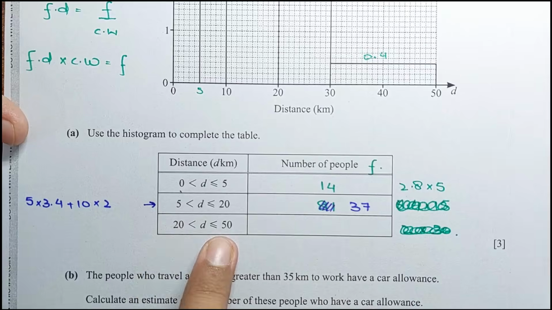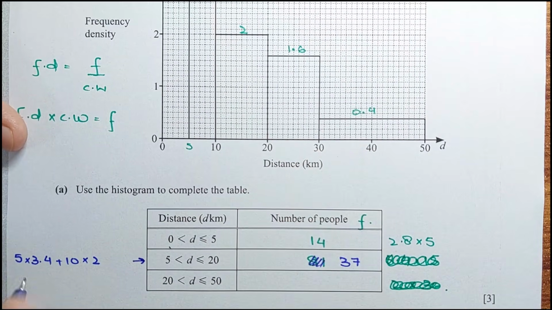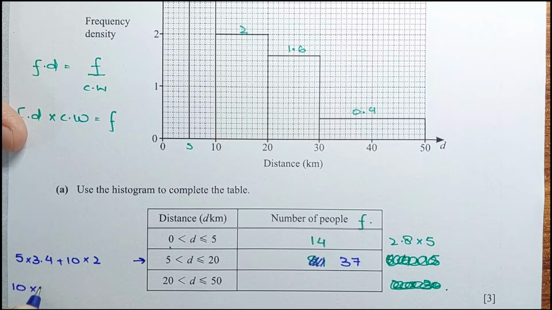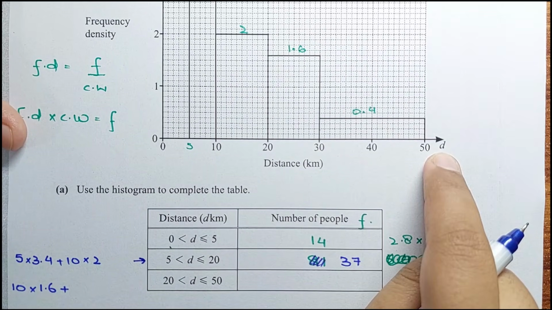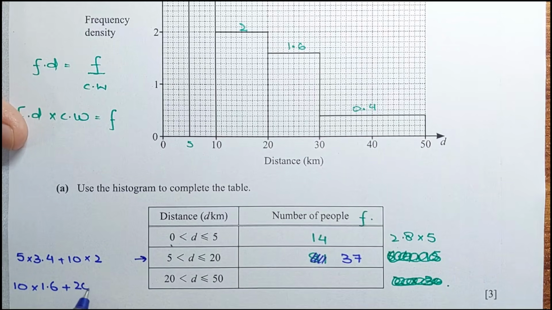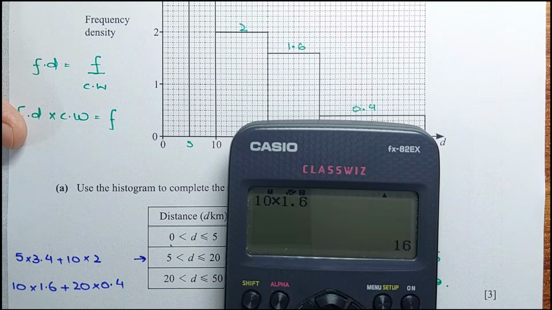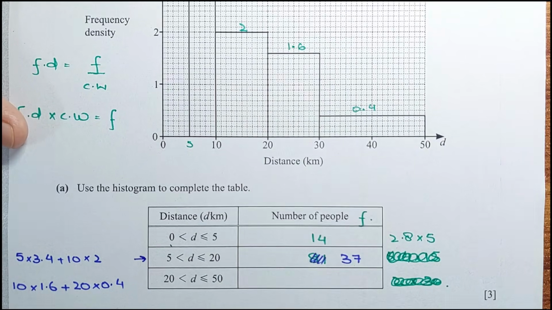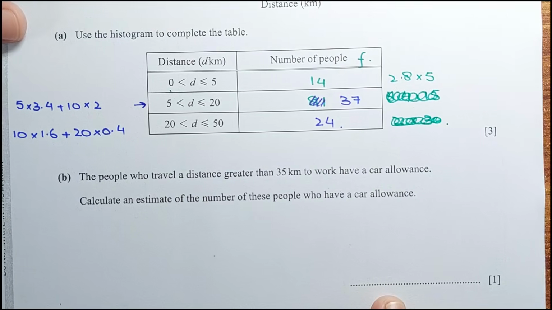Between 20 and 50, again we have two intervals. 20 to 30, the class width is 10 and the frequency density is 1.6, plus 30 to 50, the class width is 20, and this is 0.4. 10 times 1.6 plus 20 times 0.4 is 24. So 24 is the number of people. I hope this makes sense now.